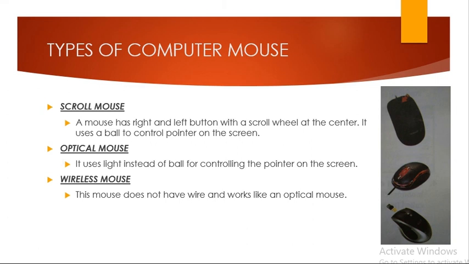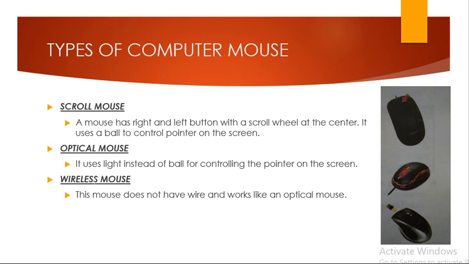Now the next one is the optical mouse. It uses light instead of a ball for controlling the pointer on the screen. This mouse is similar to the scroll mouse, but the only difference is that this type of mouse doesn't have that scroll ball. They use light instead of the scroll ball. In this way, they are different from the scroll mouse.